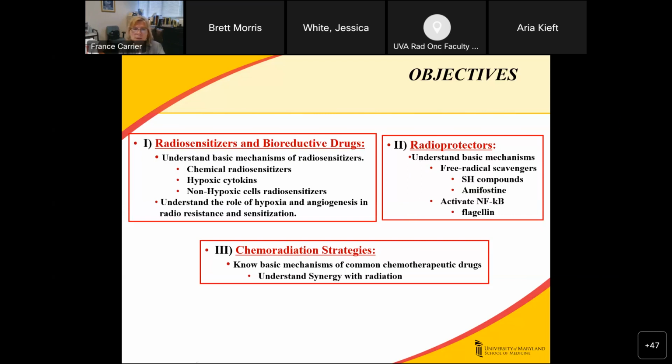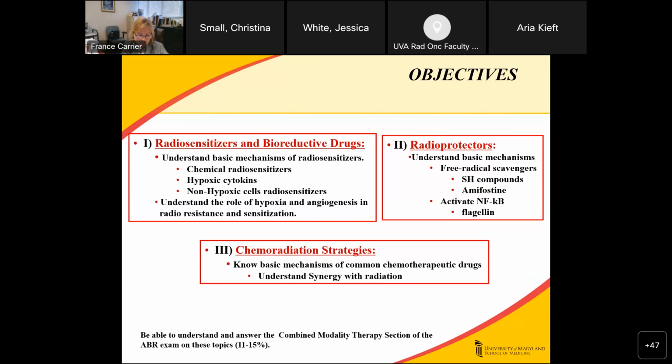So then the second part, I'll go over radioprotector, and then we'll cover some free radical scavengers. Mainly, a lot of emphasis is on amifostine, so we'll talk about this one and a couple of others, including bacterial flagellin. And the last part, I will cover the strategy for chemoradiation and how we can combine the two, chemotherapy and radiation.